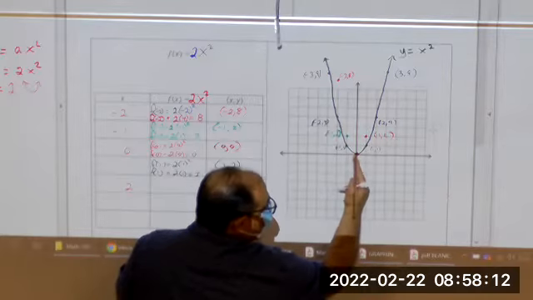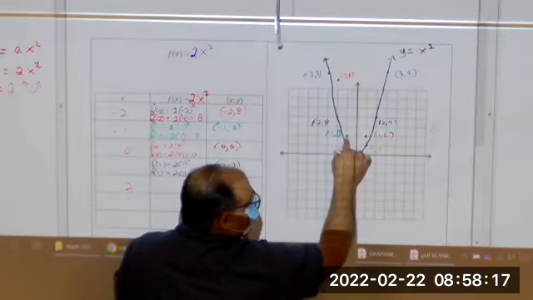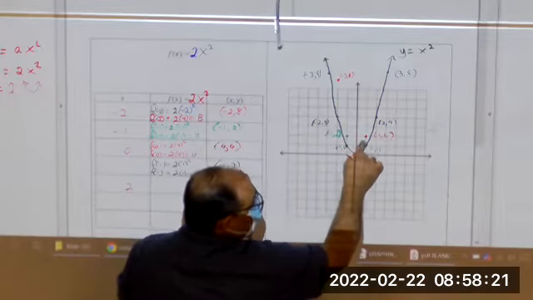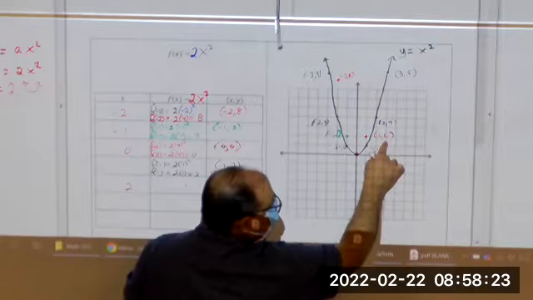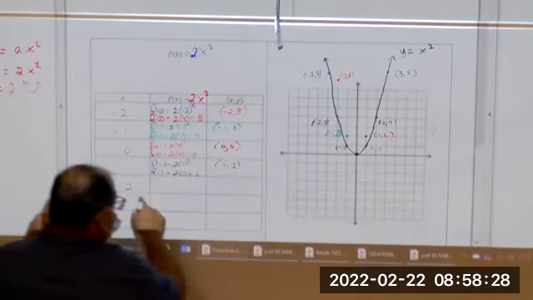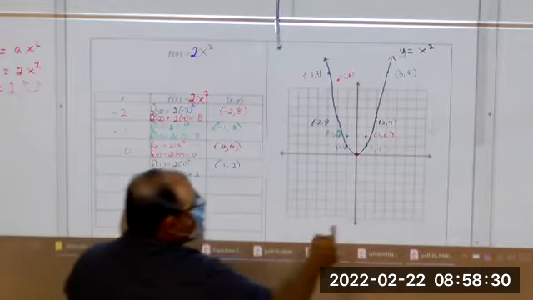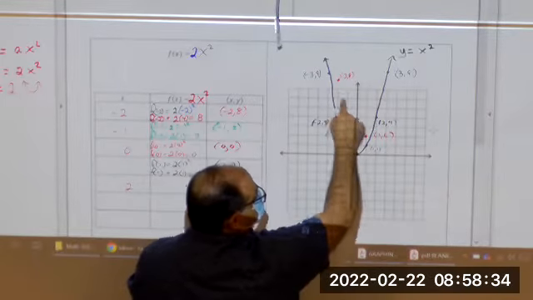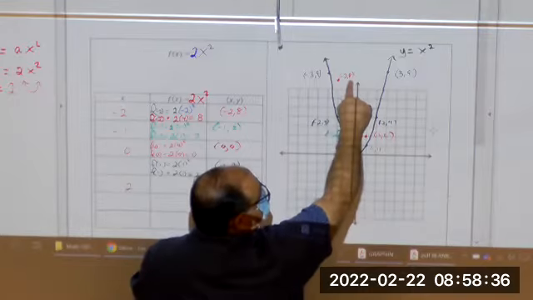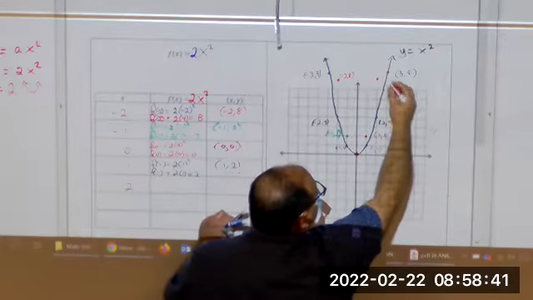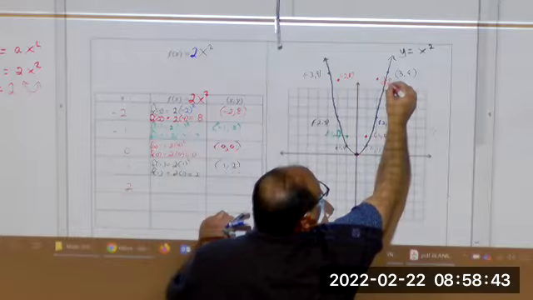The vertex is right here. You plug in -1, so 1 to the left, the y is 2. So 1 to the right, the y is 2. So we can make predictions. I don't need to plug in the 2. When I plug in 2 to the left of the vertex, the y is 8. 2 to the right, the y should be 8. That would be right there, 2, 8.